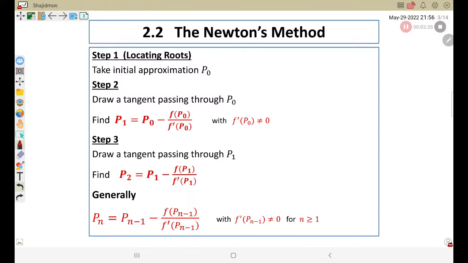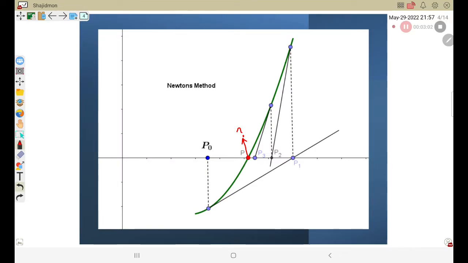First step, we find the location of the root. That means we need an input in step 1. When we write the computer program, we call it the input number. So we take an initial approximation of the solution, which we call the P0 number. This is the first step we do in the graph. We take one number here, the P0 number.